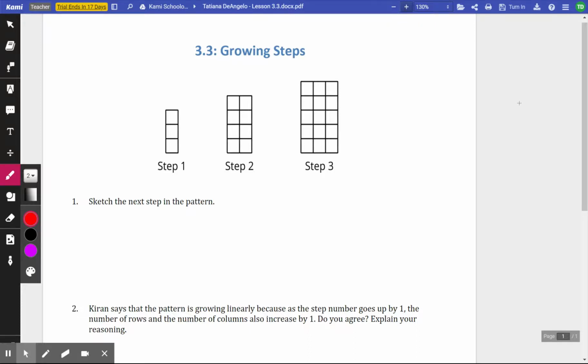All right, so this is 3.3, growing steps. So again, we have different steps and we're trying to see a pattern. So it says sketch the next step in the pattern. Well, what is the pattern? So that's what you guys need to figure out.